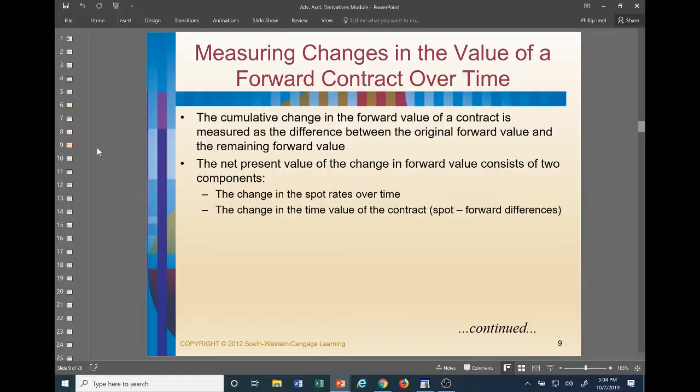So measuring changes in the value of a forward contract over time, the cumulative change in the forward value of a contract is measured as the difference between the original forward value and the remaining forward value. The net present value of the change in forward value consists of two components: the change in the spot rates over time and the change in the time value of the contract, which is going to be the spot minus the forward differences.